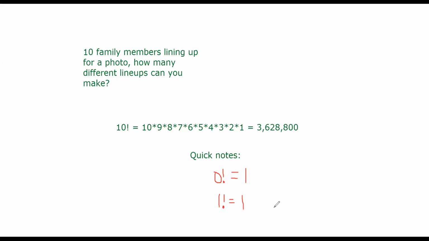1 factorial is also 1. You can't take the factorial at this stage of the game of a decimal number. 2.5 factorial is not going to mean anything to us. It turns out you actually can do it, but it's something else entirely. But you can do 2 factorial. 2 factorial would be 2 times 1, or just 2. 3 factorial would be 3 times 2 times 1, which is 6, which we already knew. 4 factorial is 4 times 3 times 2 times 1, which is 24.